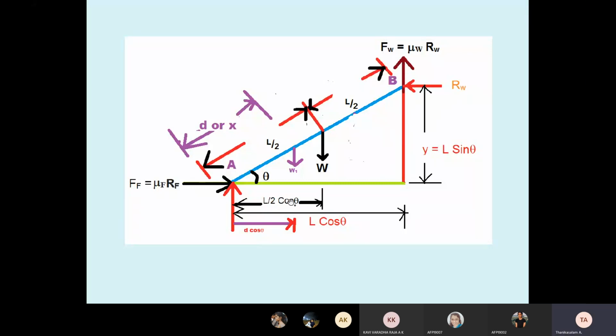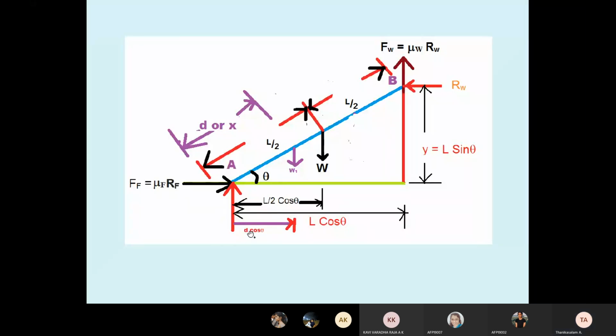Okay. Now the other distances, students. The weight of the ladder acts at the middle, L by 2, L by 2 distance. I marked it. Then what is the corresponding horizontal distance? L by 2 cos theta. Then what is the total horizontal length with respect to the wall at point A? L cos theta. And what is the vertical distance, the CB distance? We know, L sin theta. The man is standing at distance X or D, so the corresponding horizontal distance with respect to point A is D cos theta. Here you can take alpha or theta.